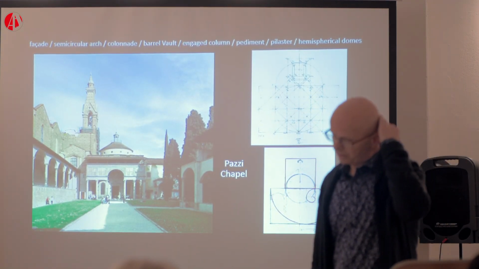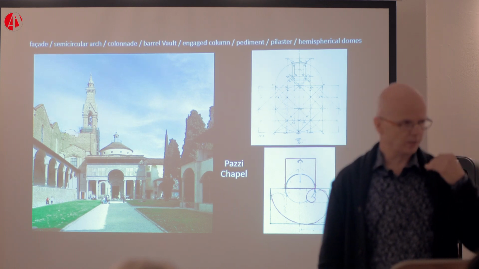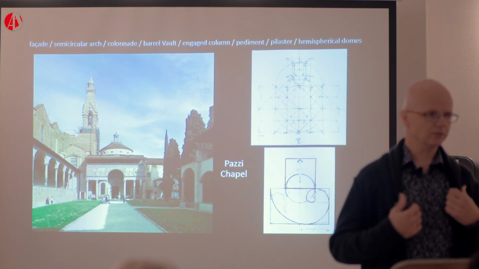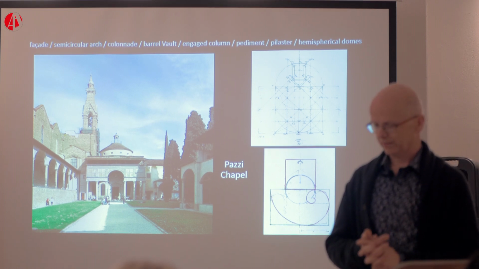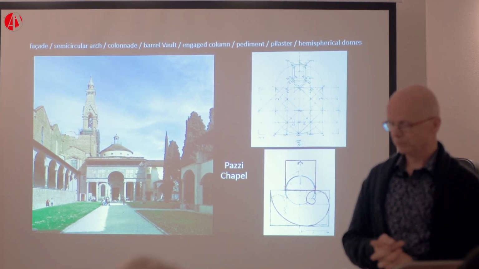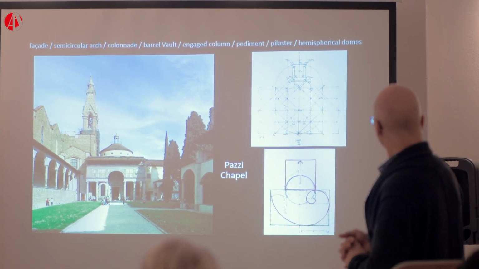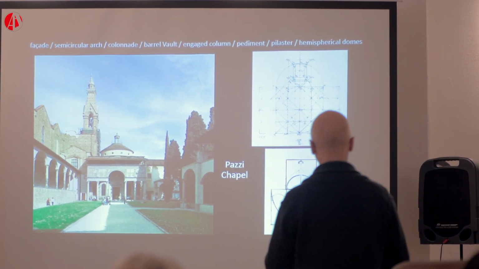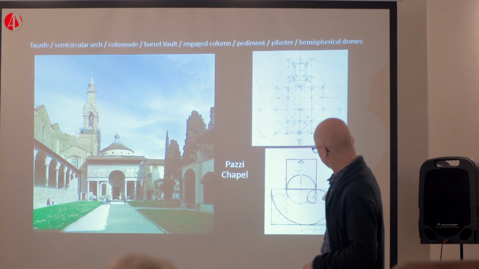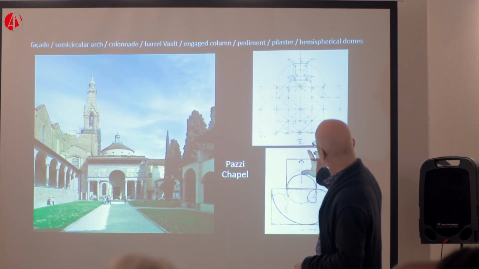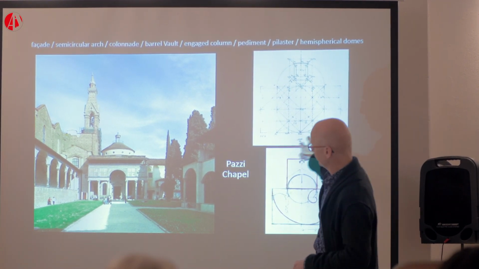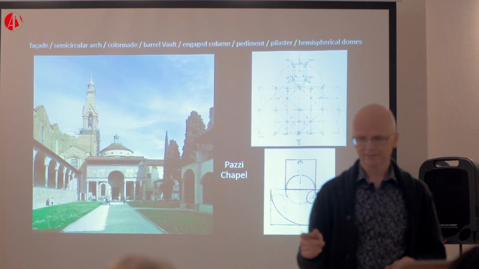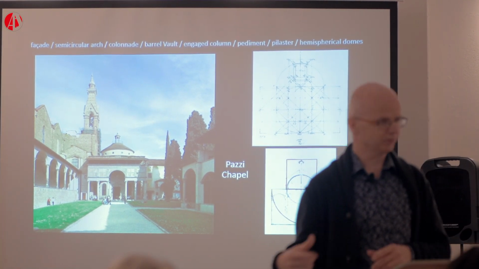Have you been to the Pazzi Chapel here in Florence? It's a beautiful chapel. You see both in plan and in section, it shows not so well here, but you see the golden rectangle, you see the squares used all over. It's interesting if you go in. I had a video, but I couldn't transfer it.